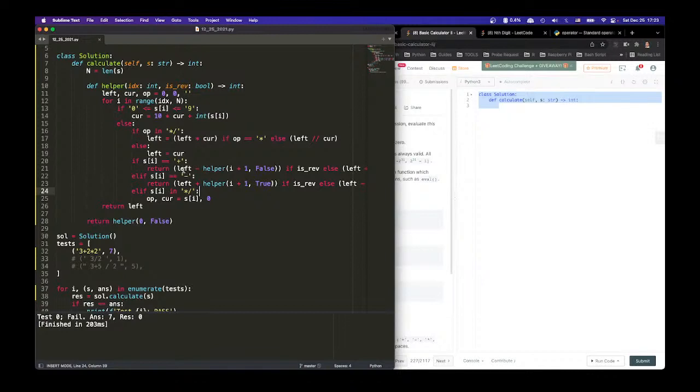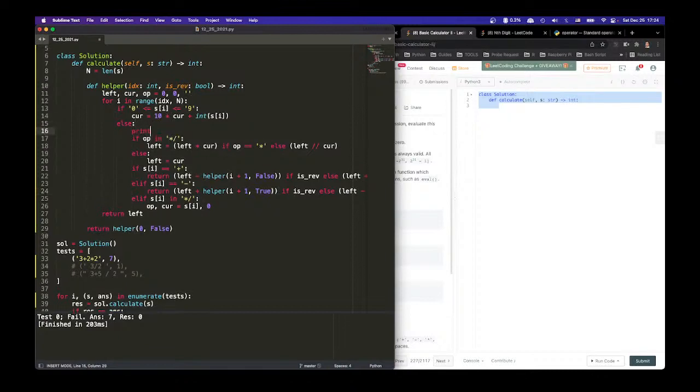Now this requires debugging, but I'm kind of lazy. So what should I do? I should just check here. All right, print left, current and SI, and just I and operator. Let's see what we have. So left is 0, current is 3, I is 1, 0, 1. Operator is nothing. That's true.